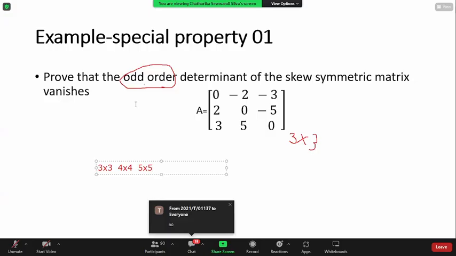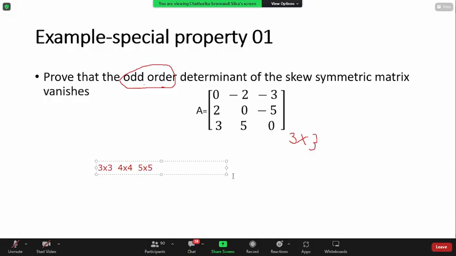Right, students, what is odd order? Odd means what? Odd numbers. So 3 is odd, 5 odd, 7 odd. So 3 by 3, 5 by 5, 7 by 7, 9 by 9, those are odd order matrices. What are even order? 2 by 2, 4 by 4, 6 by 6. Right? So those are even order.